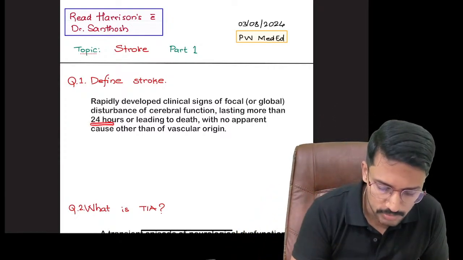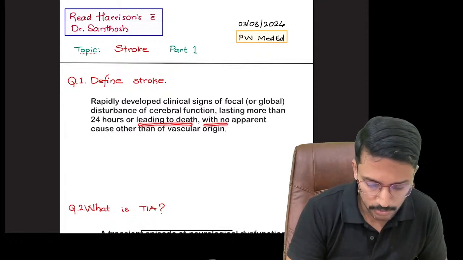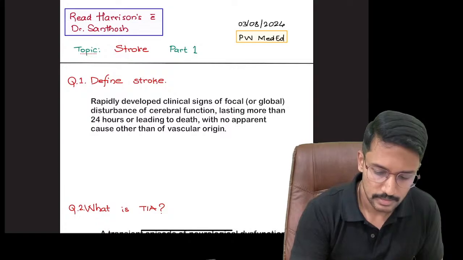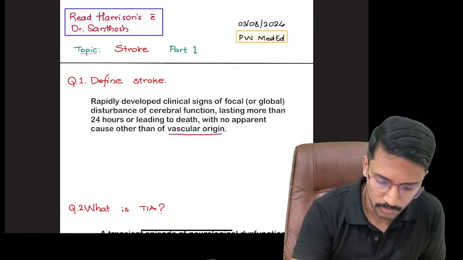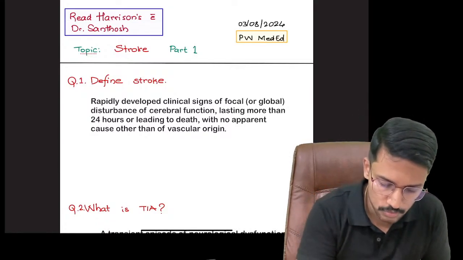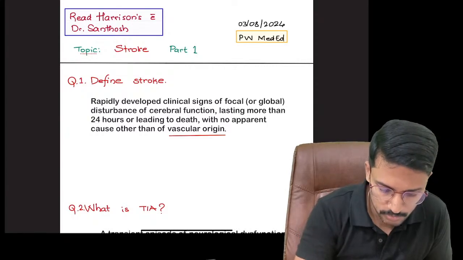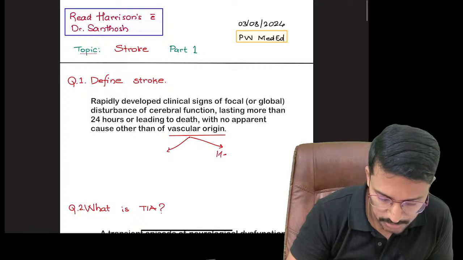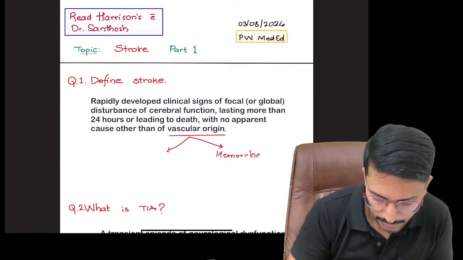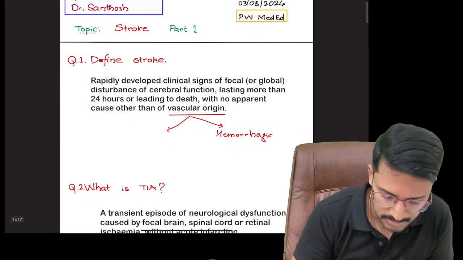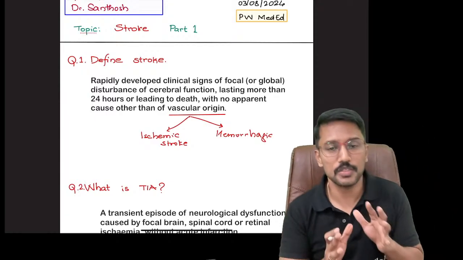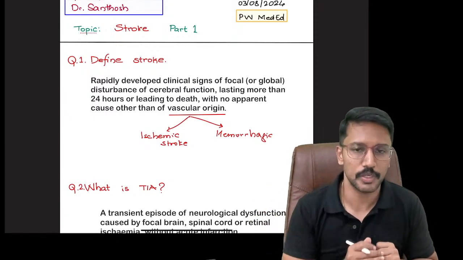So lasting for 24 hours or till the patient's death with no apparent cause other than vascular origin, then we will call it stroke. On the basis of vascular origin, as I just told you, we will classify it into hemorrhagic and ischemic stroke. So we will have two categories. If a bleed happens, we will call it hemorrhagic stroke. And if an occlusion happens and ischemia to the tissue happens, we will call it ischemic stroke. TIA is a concept that applies to patients who are at risk of developing a full-fledged ischemic stroke.